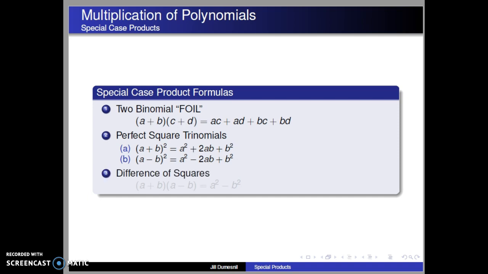The last formula is called the difference of squares formula because the resulting product is a difference of perfect squares. To multiply a plus b times a minus b, we get a squared minus b squared.